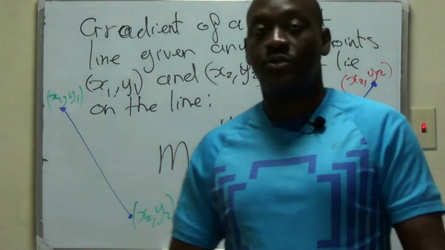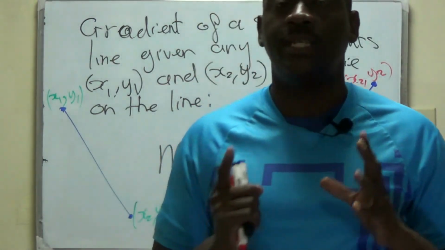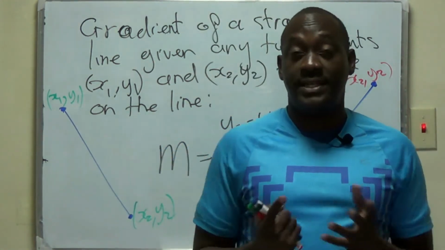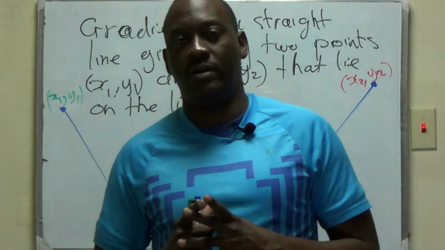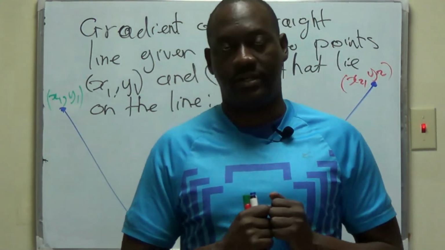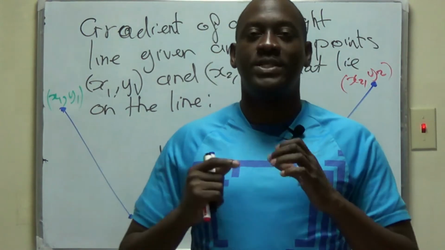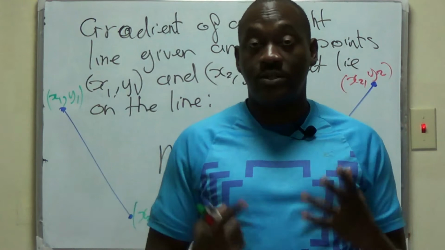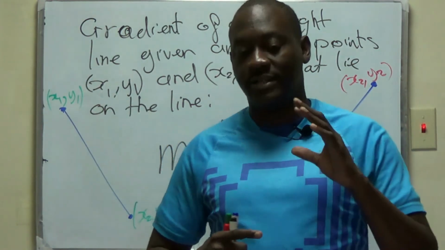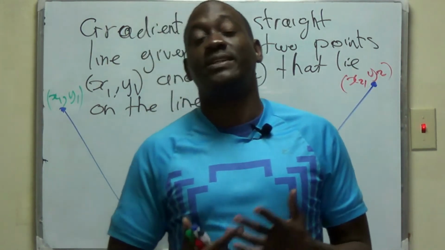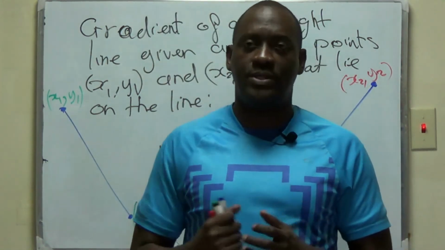Boom. So now we come to the point of enunciating a general formula for the gradient of a straight line given any 2 points in the straight line. Right? Notice we didn't just throw the formula at you. As I always do whenever possible, I try to take the time to explain stuff so that you can understand what we're talking about when we're talking about it.